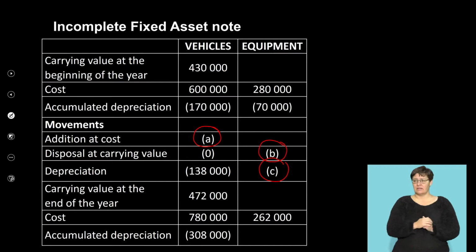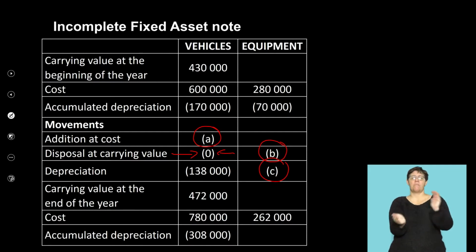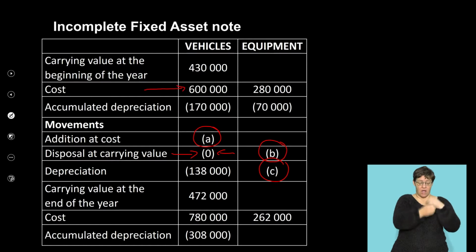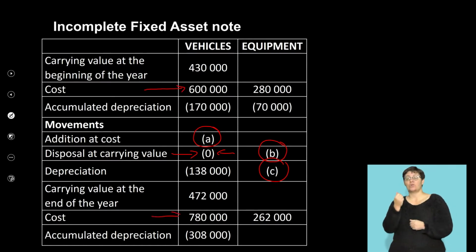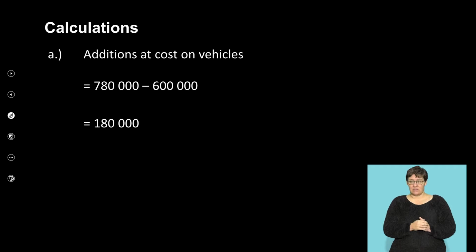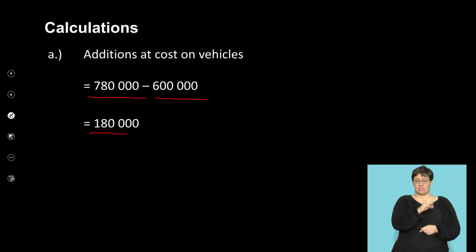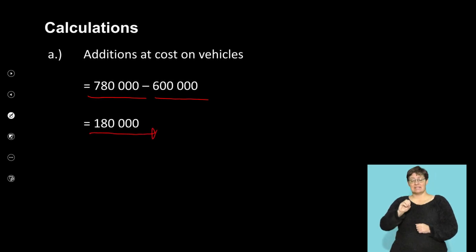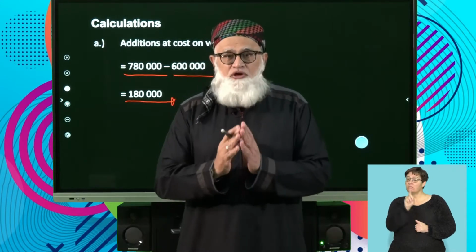We're dealing with the vehicle, right? And in terms of my information, what do I have? Let's see what I've got here. Because there was no disposal at carrying value, which was in fact a 0, you can clearly see that you can make a straightforward comparison with your cost at the beginning of the year and your cost at the end of the year. So here we go. My cost at the end of the year was 780,000. My cost at the beginning of the year was 600,000. So clearly, this means that we purchased assets to the value of 180,000 Rand.